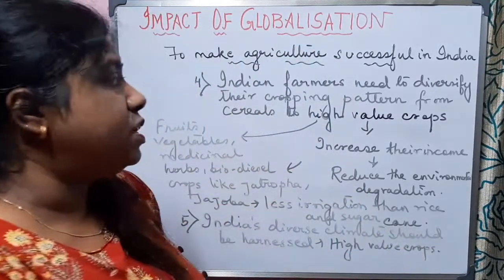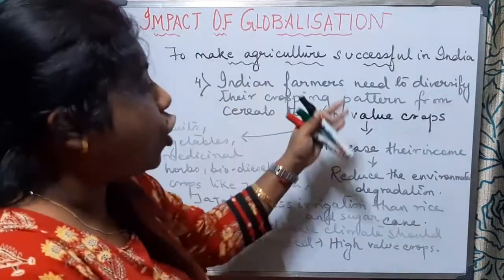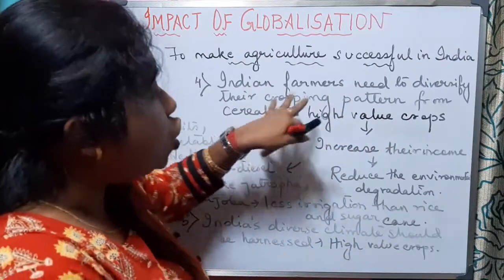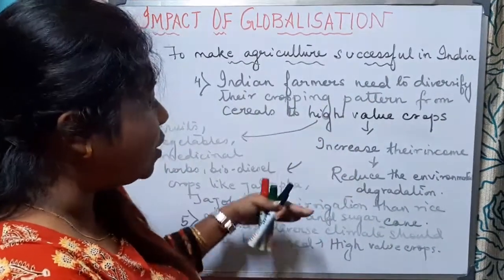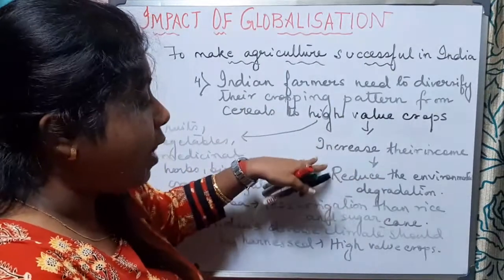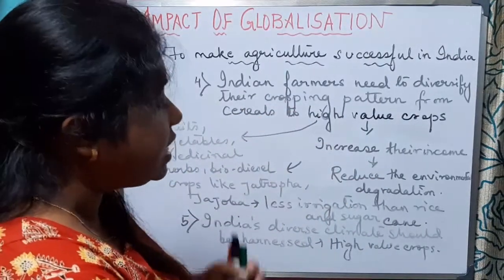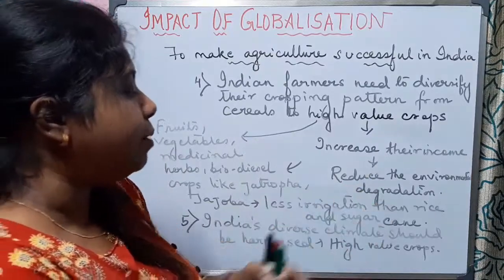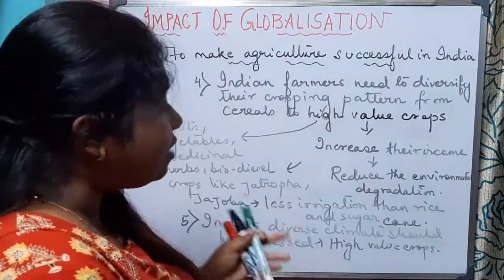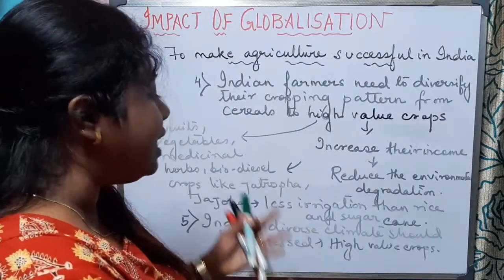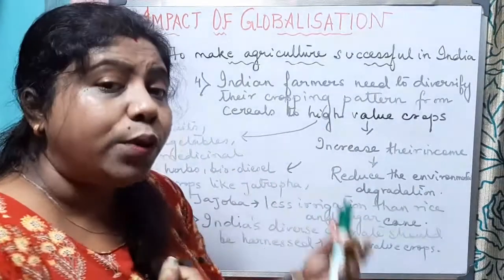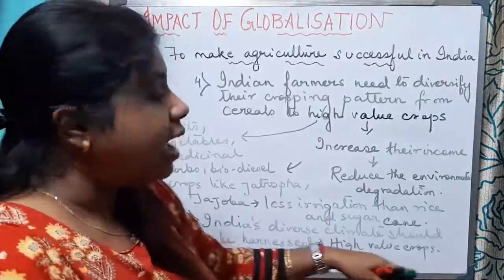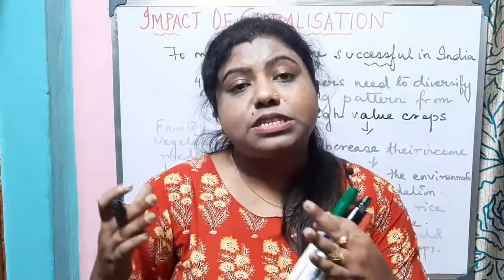So Indian farmers need to diversify their cropping pattern from cereals to high value crops, because first, it does not need that much irrigation. Also, it will help to increase the income of the farmers and will reduce the environmental degradation. So the Indian farmers need to utilize the diverse climatic conditions of India and need to increase cultivation of high value crops, which will lead to the success of agriculture in India.